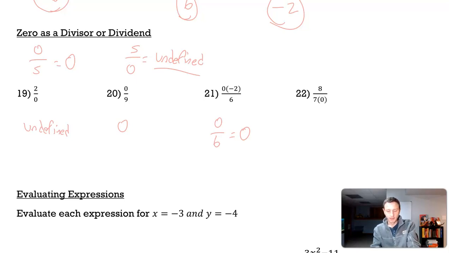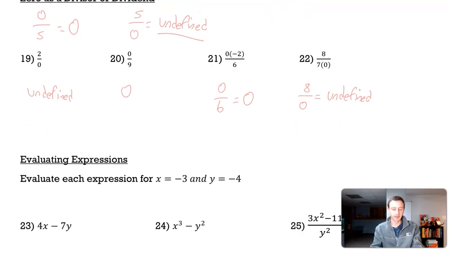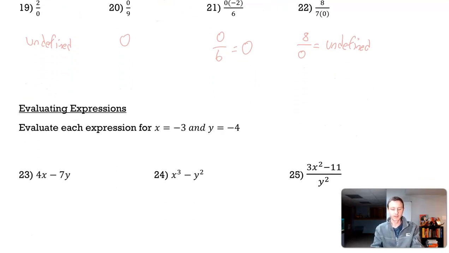Number 22, 8 divided by 7 times 0. So we have 8 on top. 7 times 0 on the bottom is 0. 8 divided by 0. 0 is underneath. So that's going to be undefined again. So if 0 is in the denominator, underneath the fraction bar, it is undefined.